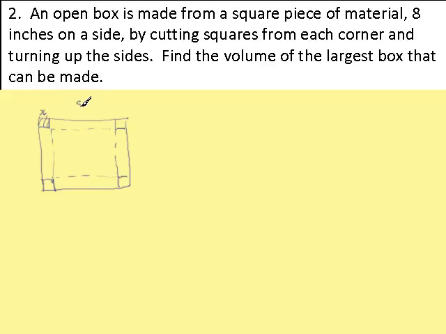Remember, each side here is 8. So this side is 8 minus 2x, and this side also is 8 minus 2x. So the volume of this box is going to be 8 minus 2x times 8 minus 2x times the height. The height is x. When the box is folded up, x is going to be the height. So multiplying the 3 dimensions to get the volume, we have x, 8 minus 2x, 8 minus 2x.